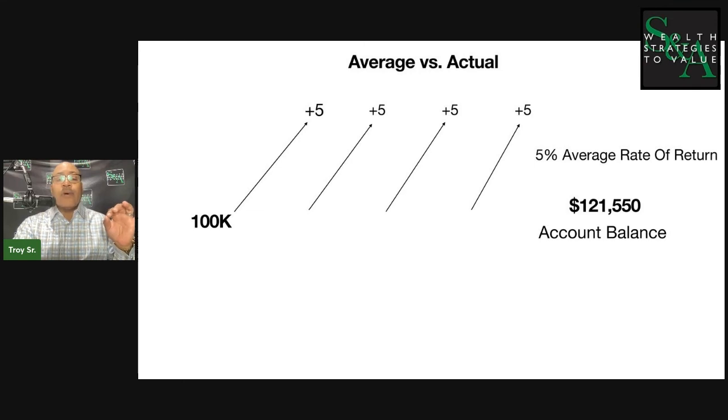Year number 2, guess what? We do the same thing. Conservative, safe 5%. Year 3, conservative, safe 5%. Year 4, conservative, safe 5%. So over a 4-year period, your $100,000, what was your average rate of return? Well, it's pretty simple. It's 5%, right? But here's the trick, right? The actual return, $121,550, is your account balance.